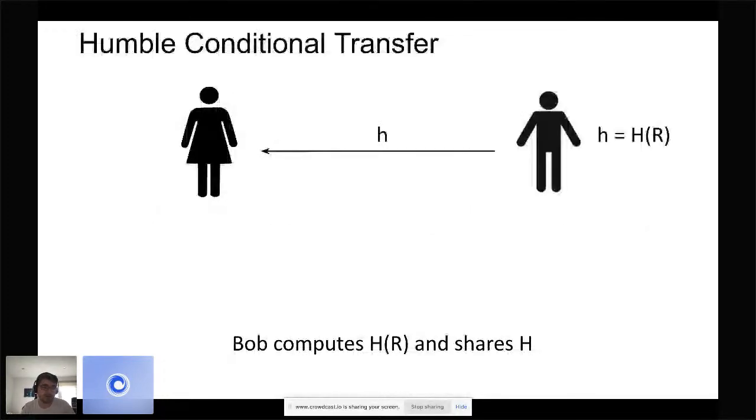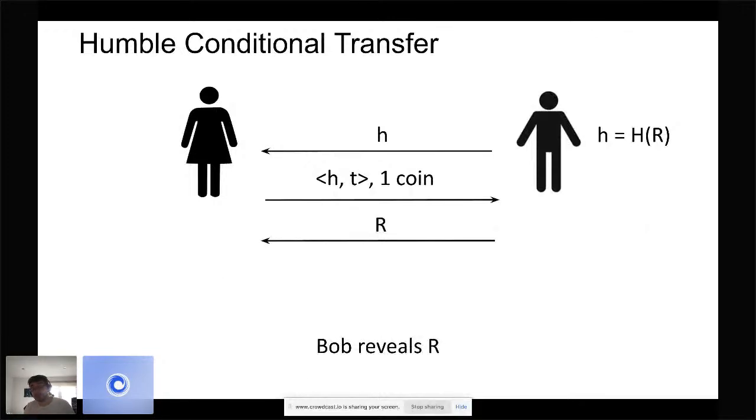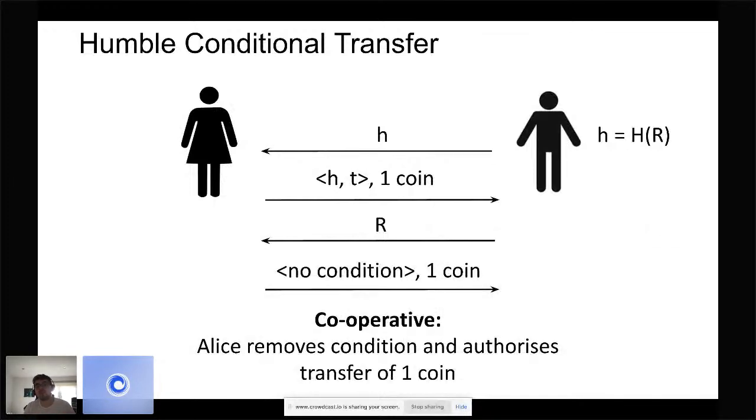So what is the humble conditional transfer? Well, Bob is going to generate a secret R, he'll hash it, and he'll give the hash to Alice. Then what Alice is going to say is, Bob, if you reveal the pre-image of this hash, the secret of this hash, before time t, you get the coins. And optimistically speaking, Bob will reveal the secret, Alice will get the secret, they'll both cooperate, they'll remove the condition, and then Bob will get the 1 coin.